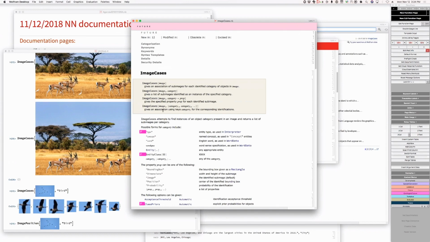What does this mean? I don't understand this last one. It says if you want to search for birds and cats, you get an association that says bird goes to subimages, cat goes to subimages. Okay, but the way you're saying this gives an association. But then there's also the case category I arrow prop, right? The list of categories arrow prop. Correct. Okay.